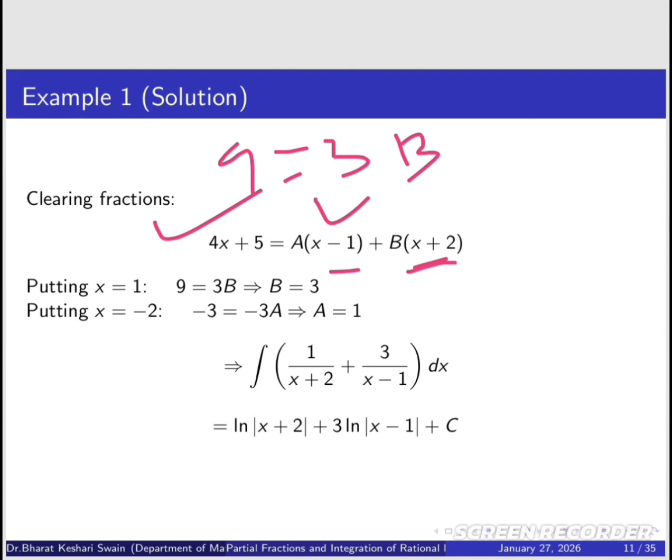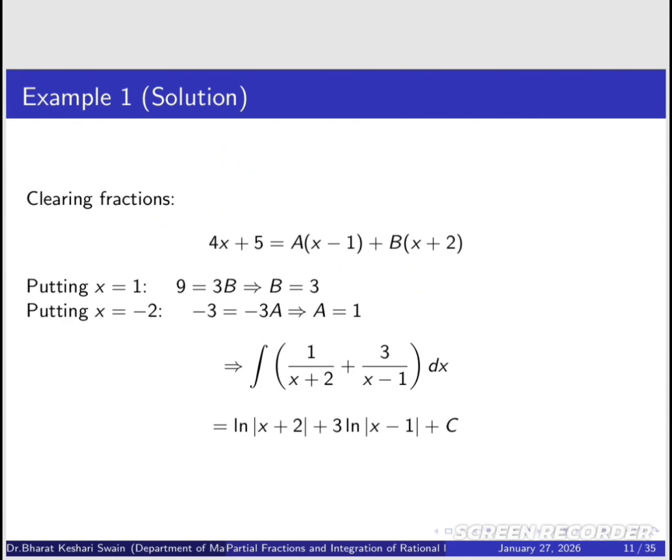So if I put x equal to -2, then your left hand side will be 4 into -2, that is -8 plus 5, that is -3, which is equal to (-2 minus 1), that is -3, into a. So -3 equals -3a, and a will be equal to 1. So we got the values of a and b, 1 and 3. This is one of the processes.